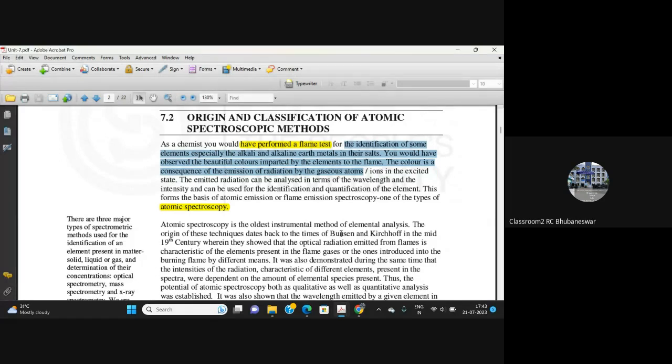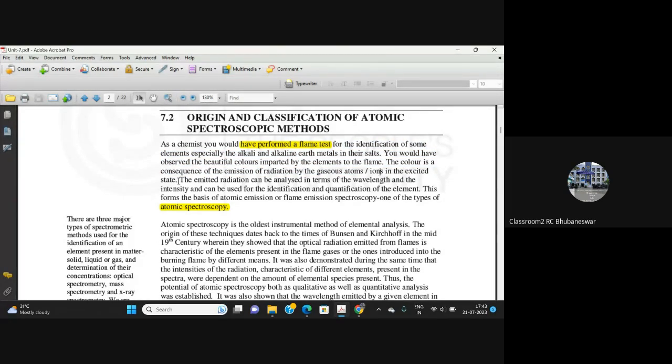What is this emission process? My teacher would tell you, just put the salt in the charcoal cavity and do the flame test. You just blow the flame. Color is yellow, so it's sodium. Color is this, so it is that. But from where is the color coming? The color is a consequence of the emission of radiation by these gaseous atoms.